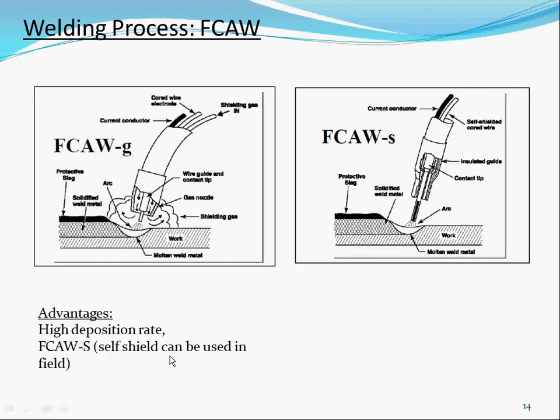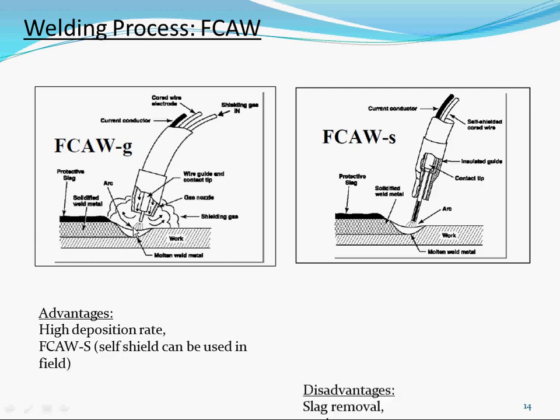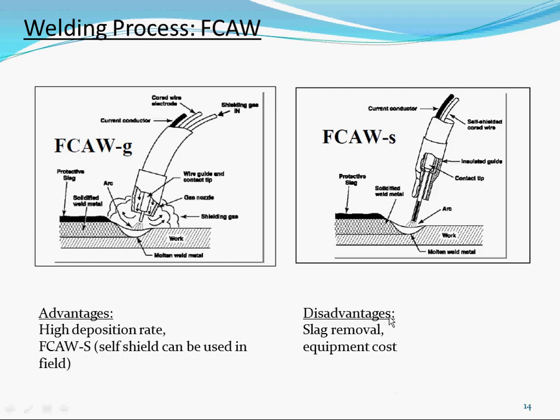So advantages: very high deposition, which means you could deposit a lot of weld and go quicker. Self shield can be used in the field, so you don't have to worry about the wind. Disadvantages: both of them produce slag, and the equipment cost is a lot higher than just a stick.